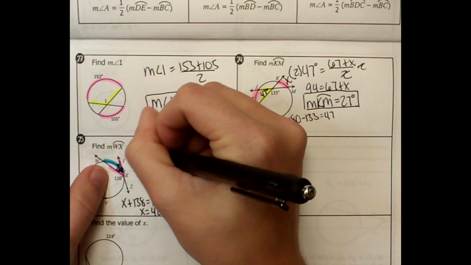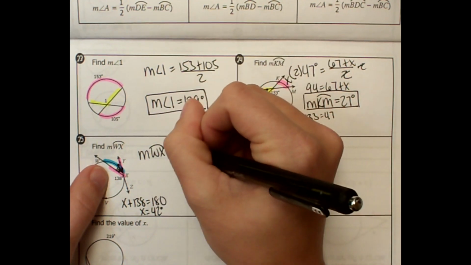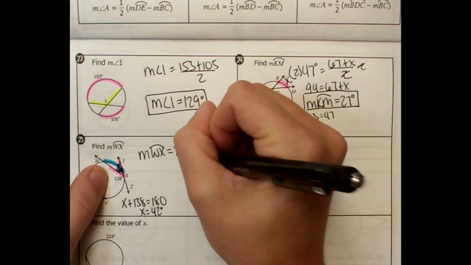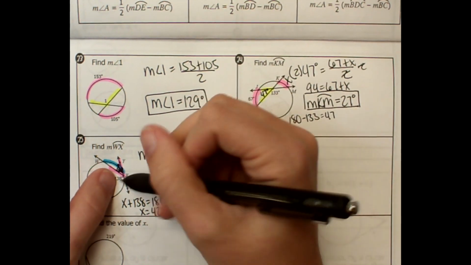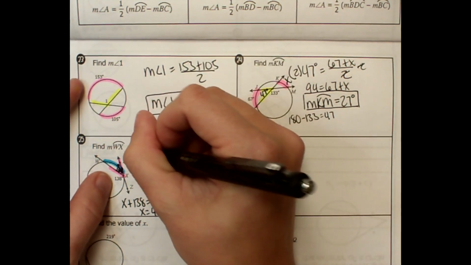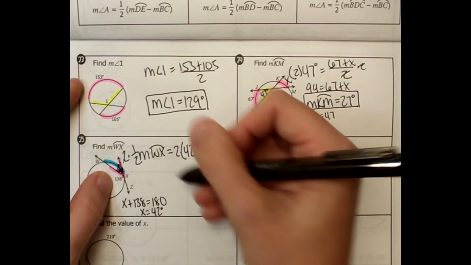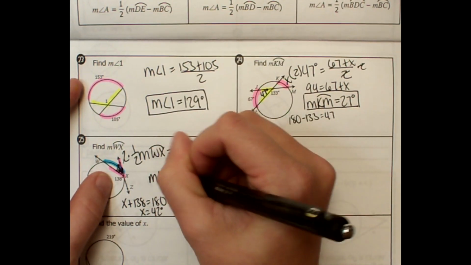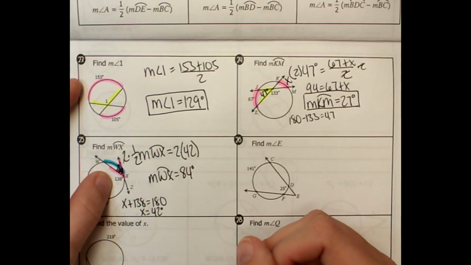So then the measure of arc WX is equal to 2 times 42. And the reason it's 2, remember you're going from small to big. So it would have been 1/2, but we have to multiply both sides by 2. So the measure of WX is equal to 84 degrees.